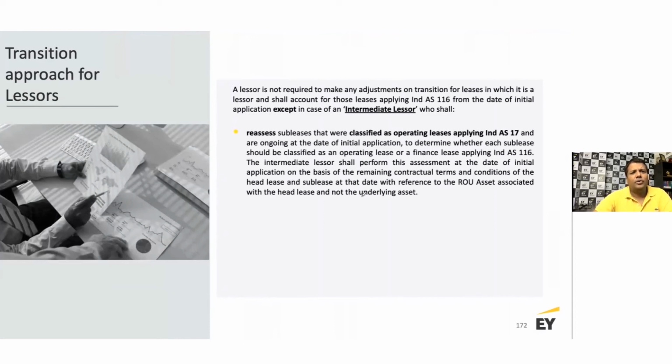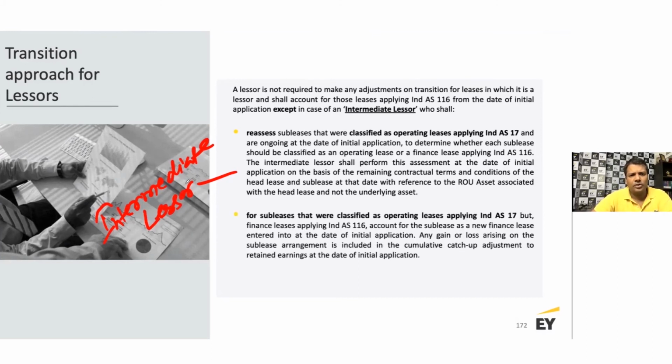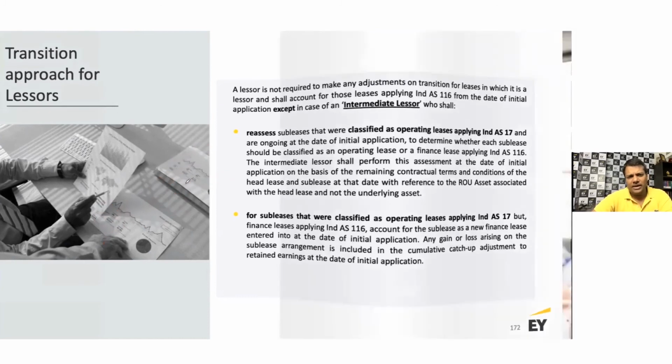You've got to reassess subleases. If there are subleases, that is required to be reassessed. So this is for an intermediate lessor. If you are an intermediate lessor, then you are required to reassess based on operating or finance, based on the principles we talked about, with reference to essentially two conditions, which is the value or the life. That is what you need to look at. And for subleases that were classified as operating leases applying Ind AS 17, but now meet the finance lease definition, you will have to do the computation of transition gain or loss. All of that will be required.